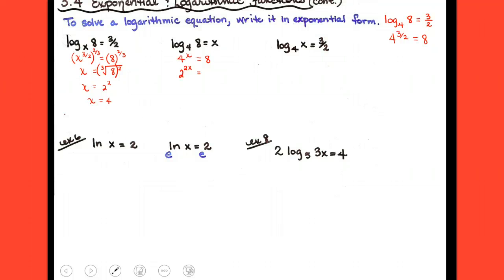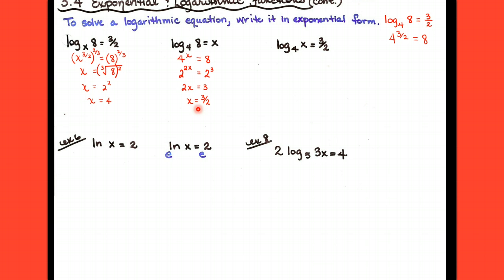Since I can rewrite 4 and 8 with a common base of 2, I'm going to rewrite this so that my base is the same. So I'll rewrite 4 as 2 squared and rewrite 8 as 2 cubed. And now since my bases are the same, I can set my exponents equal to each other. So if 2x equals 3, then what's x? 3 over 2, right. So again, we knew that was the answer that we were going to get, but we can see algebraically how to come up with that.